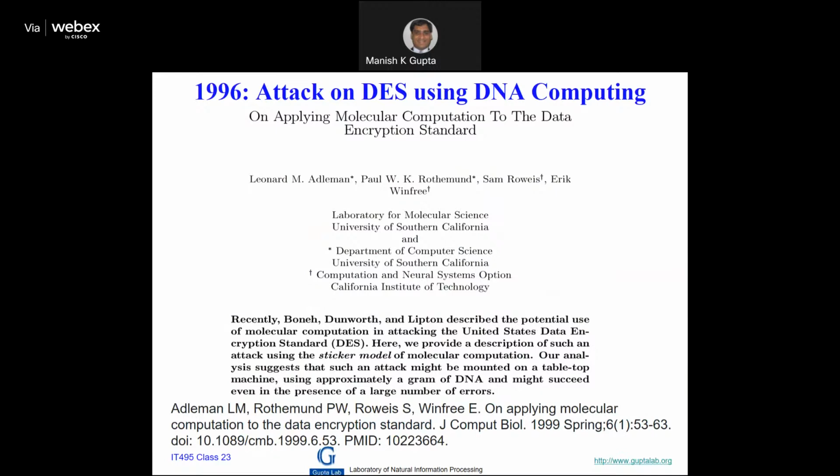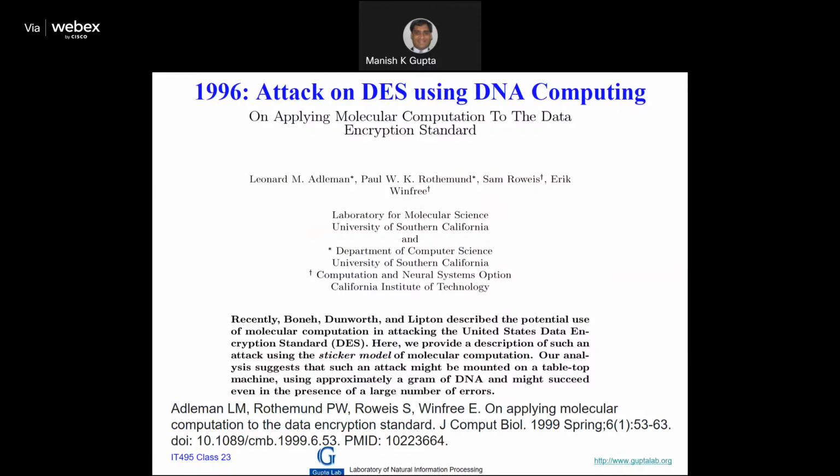The next attack was in 1996 by Adleman, Paul Rothemund, Erik Winfree, and Sam Roweis. Adleman, as you know, is now the father of DNA computing, we can call him. Paul Rothemund is a very interesting person. He invented DNA origami. I last met him in 2005. He has done tremendous, interesting work. And Erik Winfree, as you know, wrote the first PhD thesis in DNA computing. So they have written this paper, and I will read this.